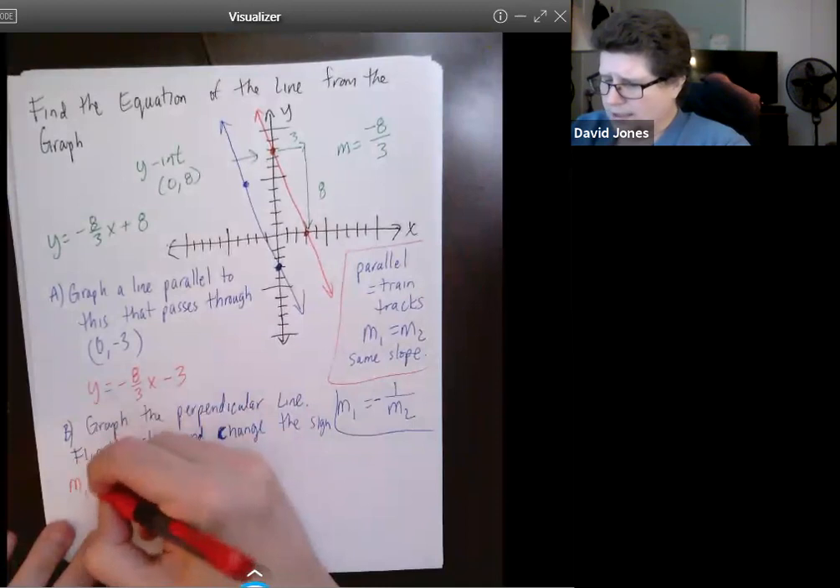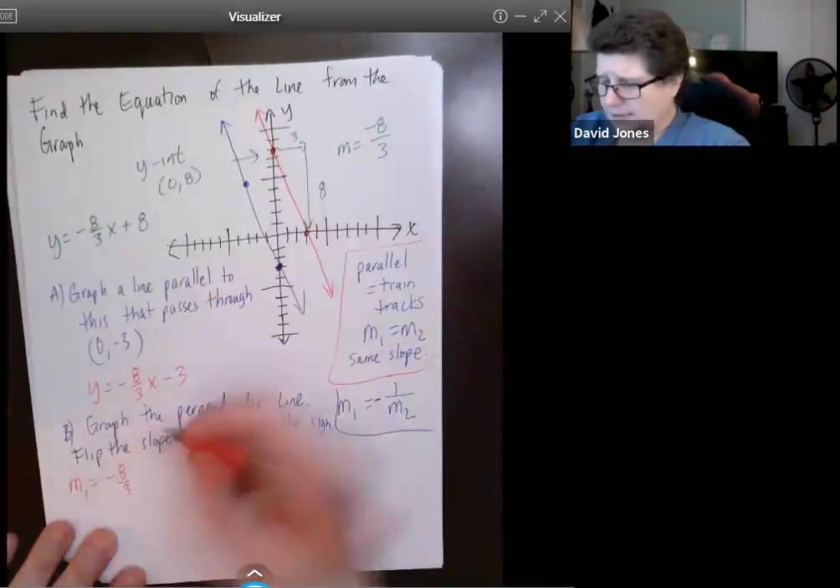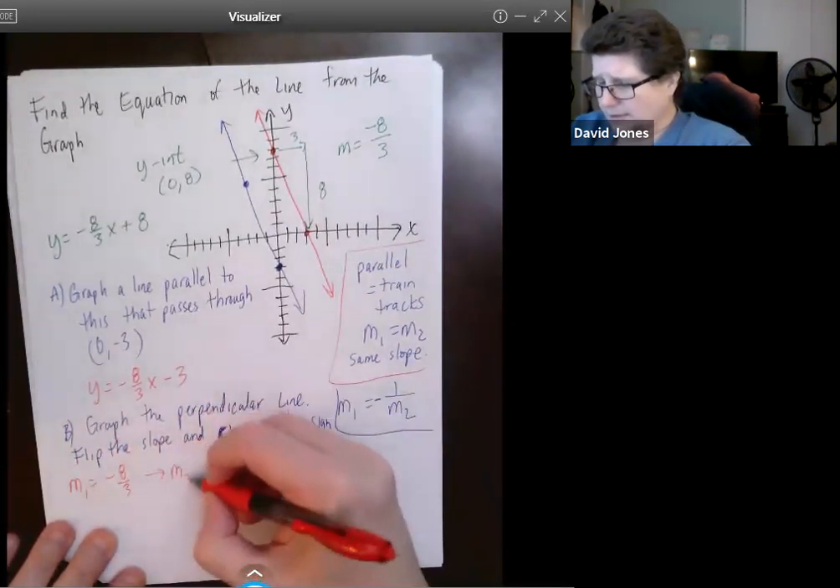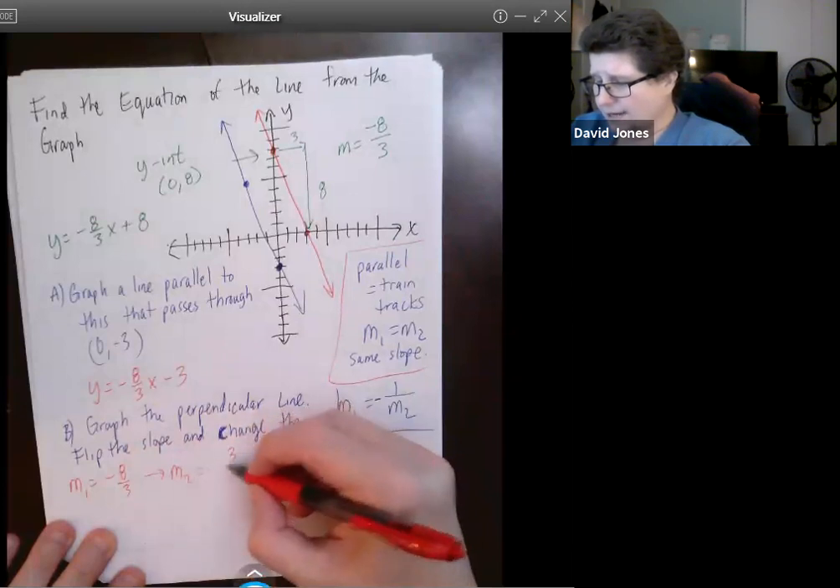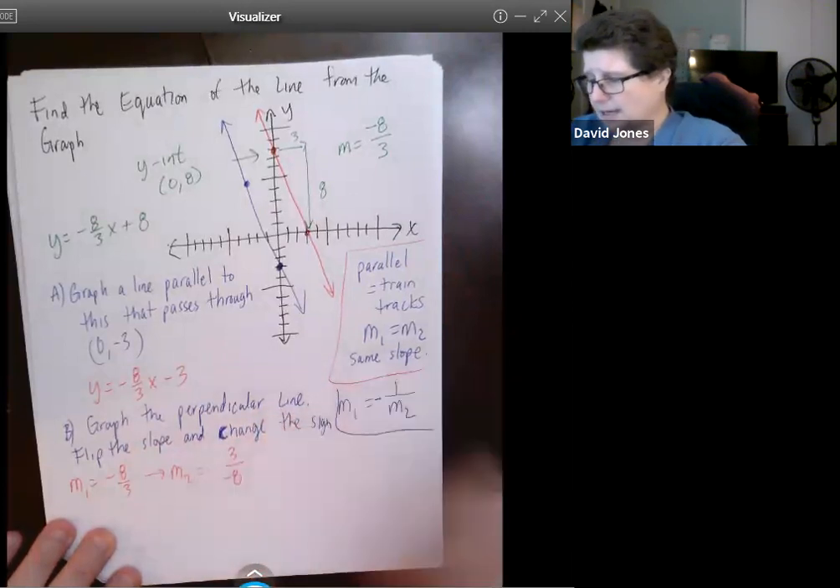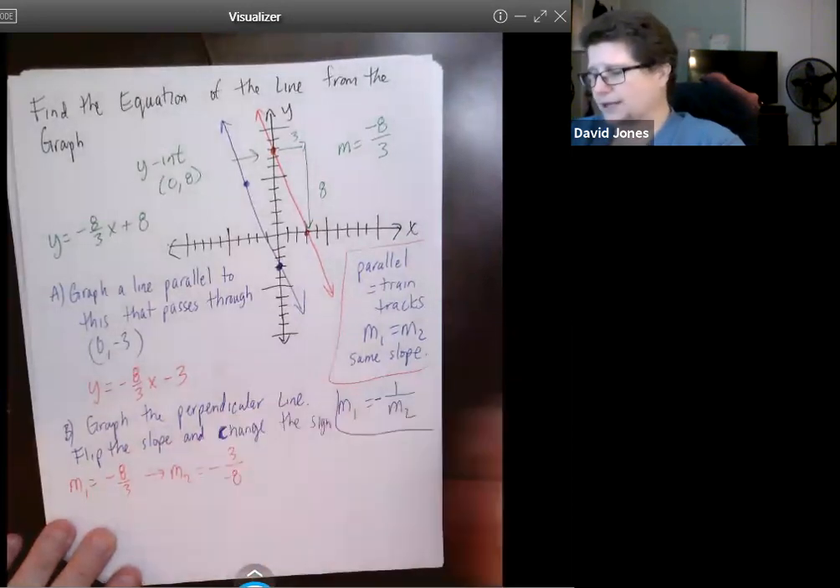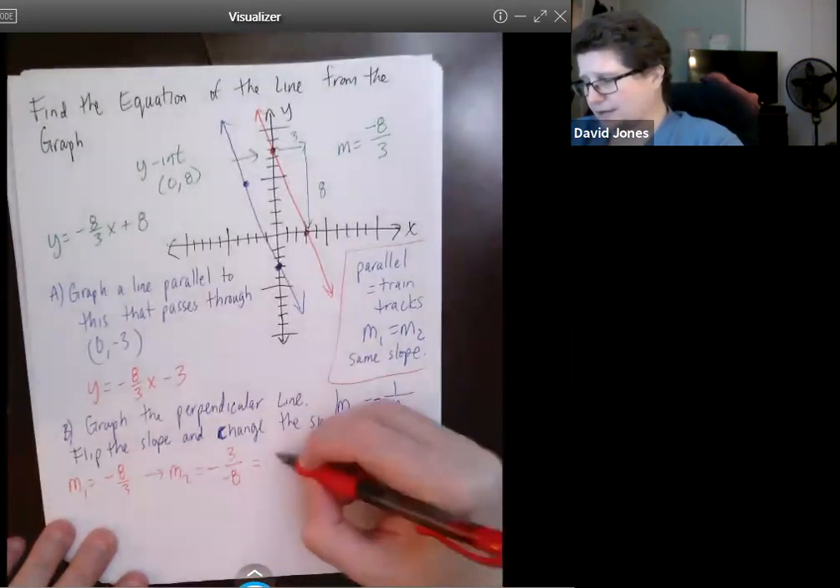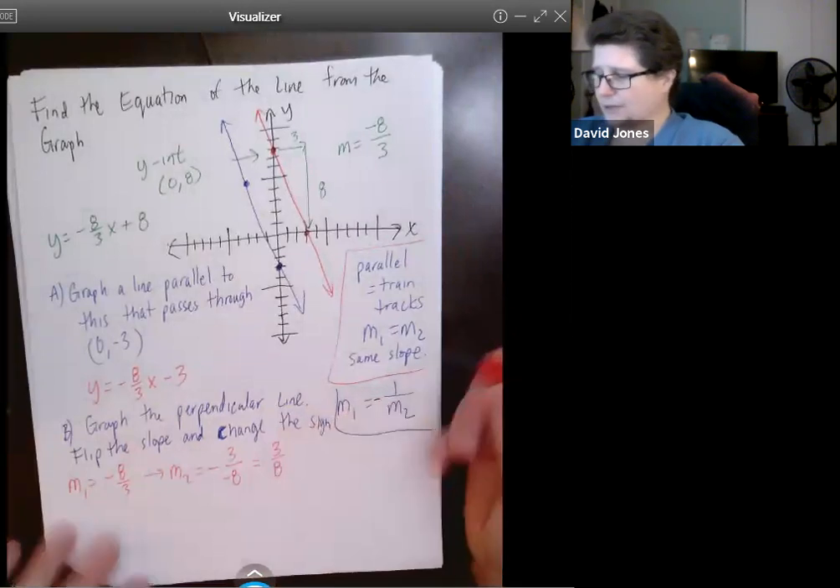So M1 is -8 over 3. I'm going to flip it. I'm going to have 3 over -8. And then I'm going to change this sign, which means put a negative with it. And 2 negatives make it positive. M2 equals 3 over 8.